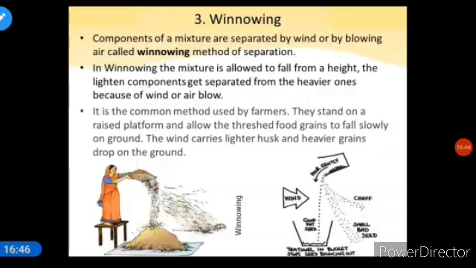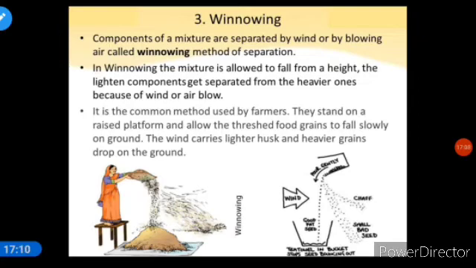Now the next method is winnowing. Components of a mixture separated by wind or by blowing air is called the winnowing method of separation. So in this, how will we separate the mixture of components? With the help of wind. Okay, in this method we are using wind.